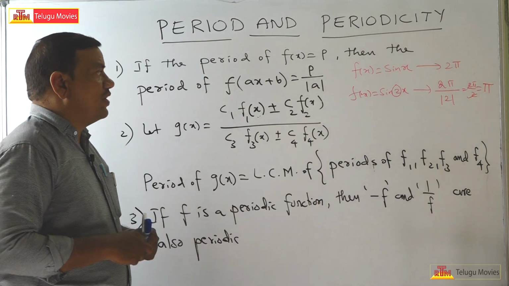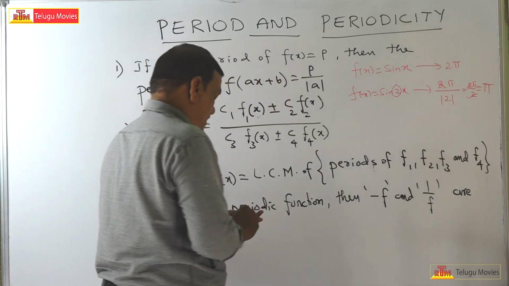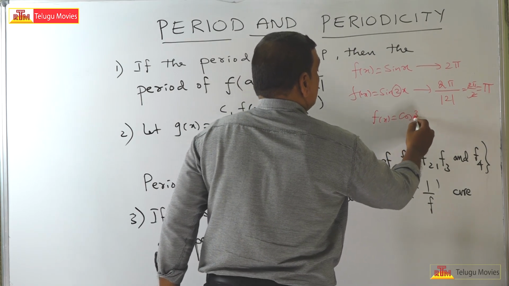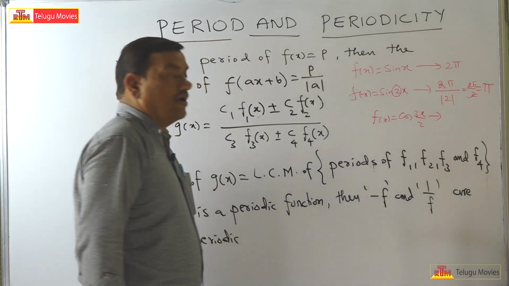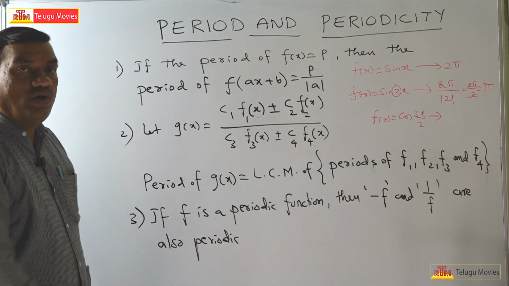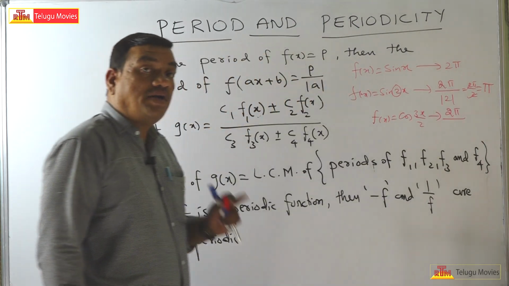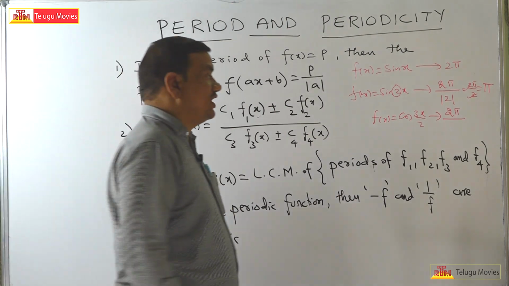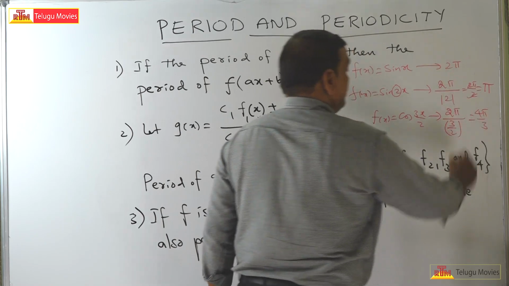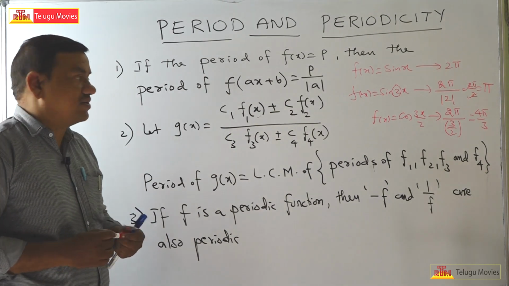Now one more example. If f of x is equal to cos of 3x by 2, what is the period of cos of 3x by 2? We know the period of cos x is 2 pi upon the coefficient of x, which is 3 by 2. Modulus of 3 by 2 is 3 by 2. So, this is equal to 4 pi by 3. Understand this concept? So, those are the examples for that concept.